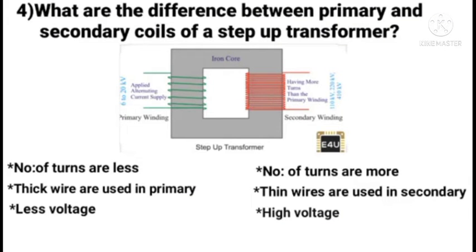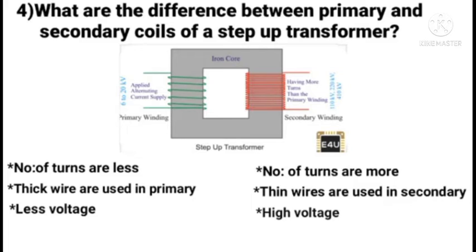What are the differences between primary and secondary coils of a step-up transformer? Look at the figure. Primary coil and secondary coil. In the primary coil, the number of turns is less. Thick wires are used in the primary, less voltage. In the secondary coil, the number of turns is more. Thin wires are used in the secondary, high voltage.